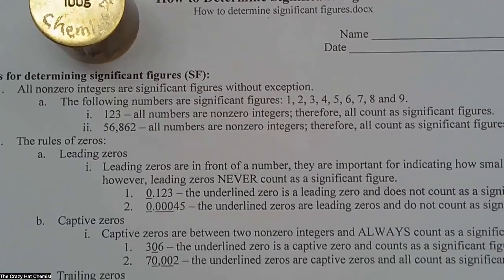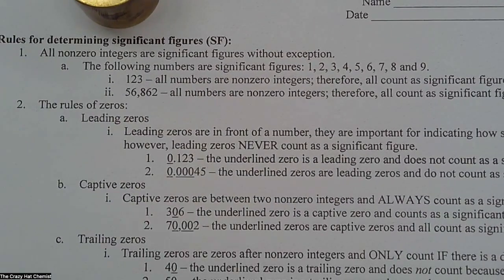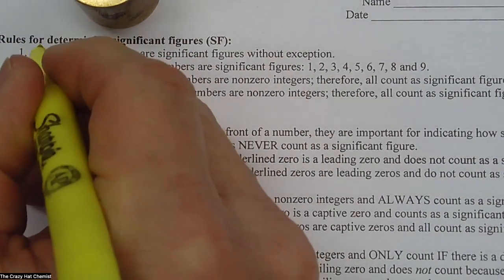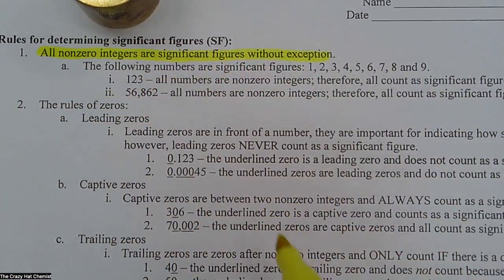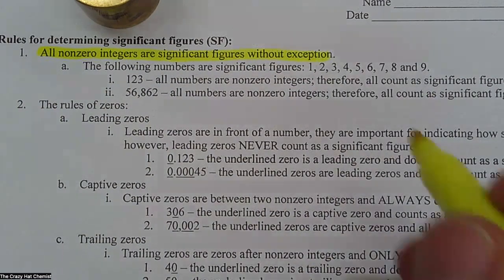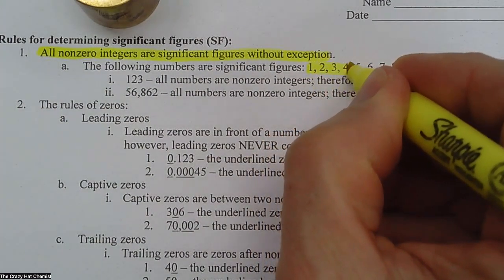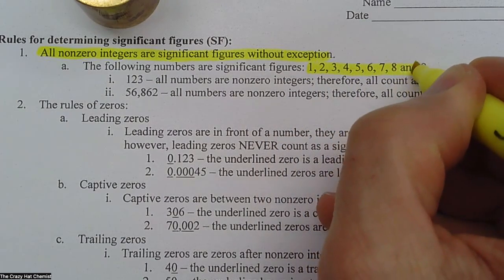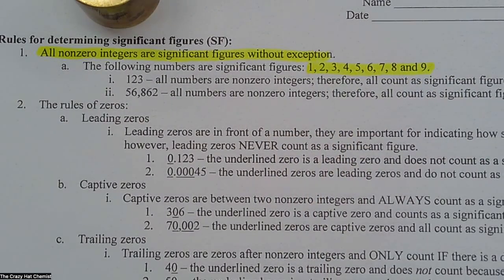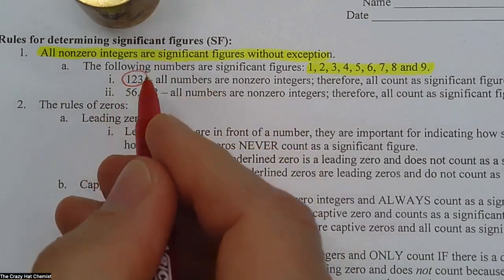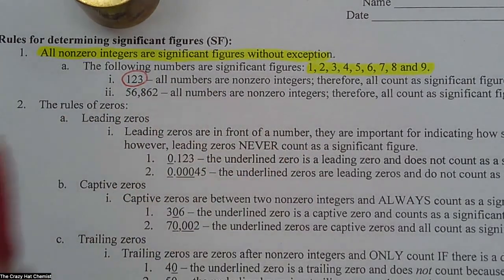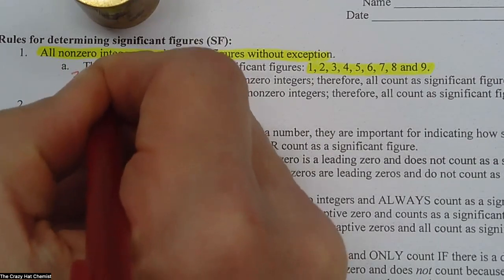Rules for determining significant figures. Rule number one, all non-zero integers are significant without exception and any combination of those. So the numbers 1, 2, 3, 4, 5, 6, 7, 8, and 9 are all significant figures. Consequently, in this number 123, there are actually 3 significant figures because they are all non-zero integers. So this has 3 significant figures.